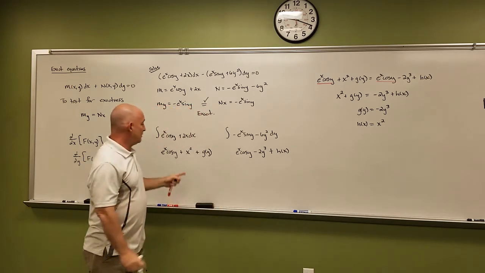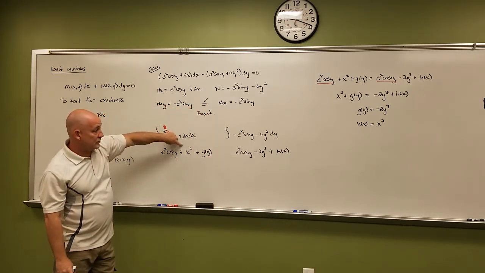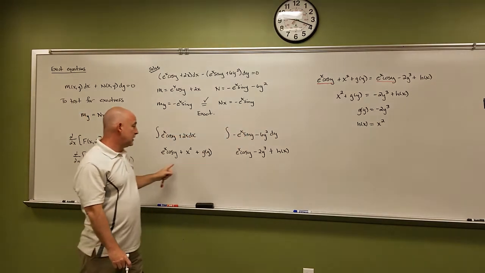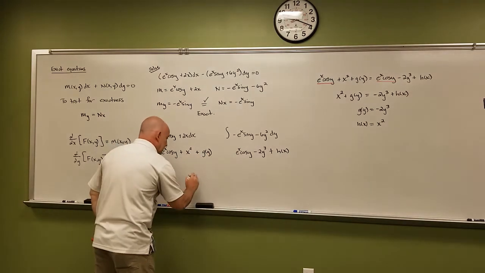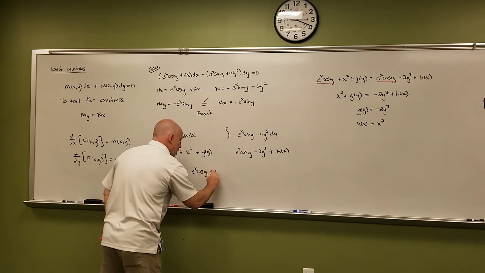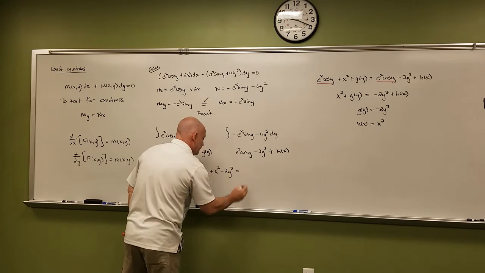Now remember, I said both of these were our answer. And if you notice, if you go into this one and put g of y in, and you go into this one and you put h of x in, you get the exact same answer. So putting into either one of these, I don't care which one you put it into, we get e to the x cosine y plus x squared minus 2y cubed.